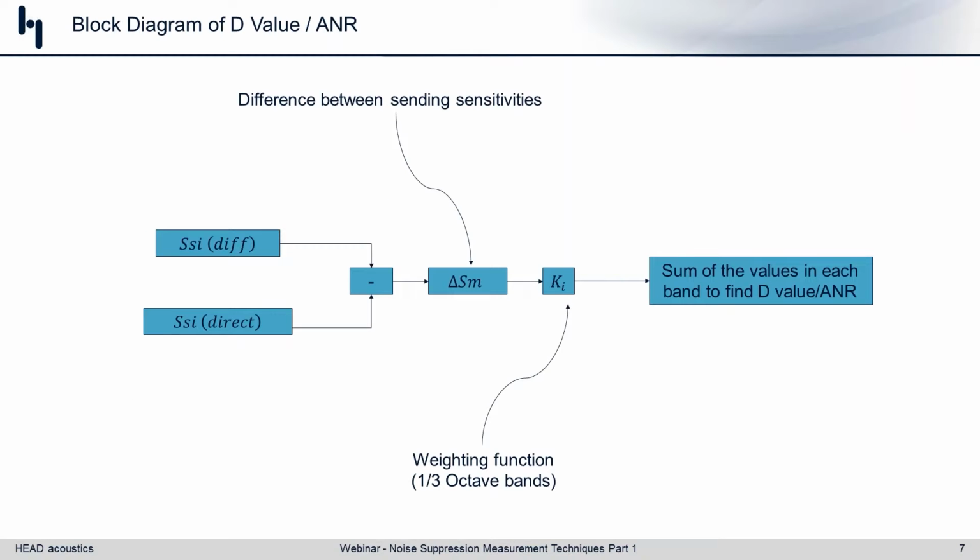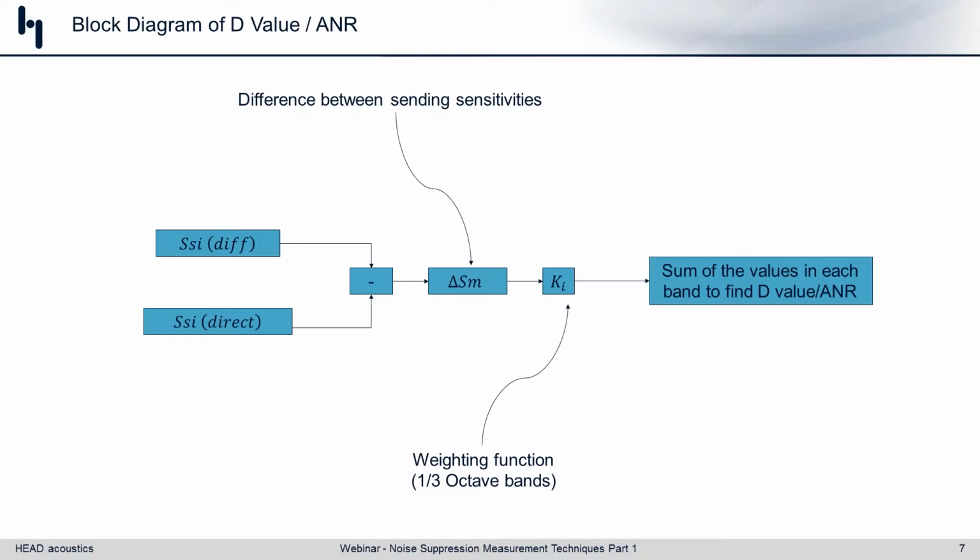From a very high level perspective, if we take a look at the block diagram, you can see the top input on the left hand side, what we call the diffuse SSI diff, the noise component. That's basically a frequency response function of the noise. We subtract that from the SSI direct, which is the clean speech coming out of the HATS's mouth. We look at the delta and apply our weighting curves, and once we sum up each third octave band, we have what we call our D-value or our ANR.